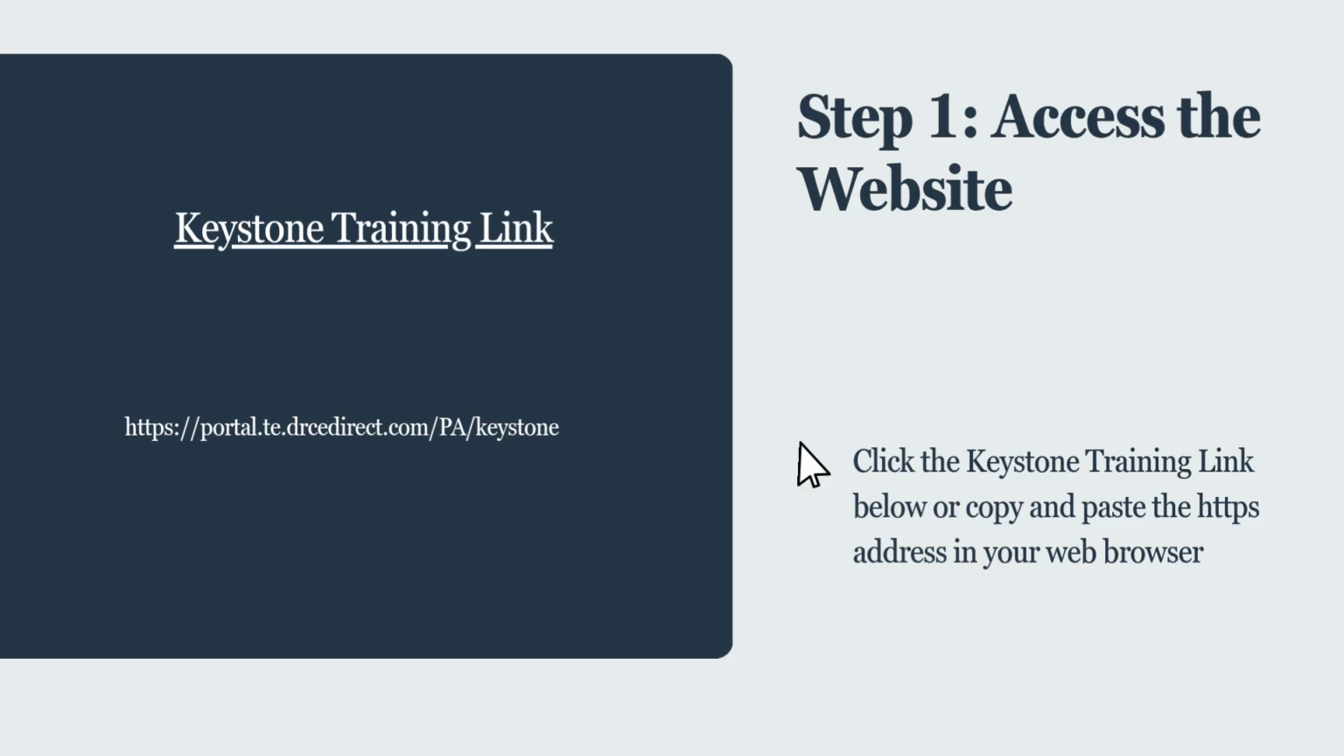Step 1 is to access the website. At the end of this video, you can either click the Keystone training link located below or come back to this section of the video to copy and paste the web address into your browser. Take your time here. If the link doesn't work right away, just carefully type it in. Once you're on the site, you'll be ready for the next step.